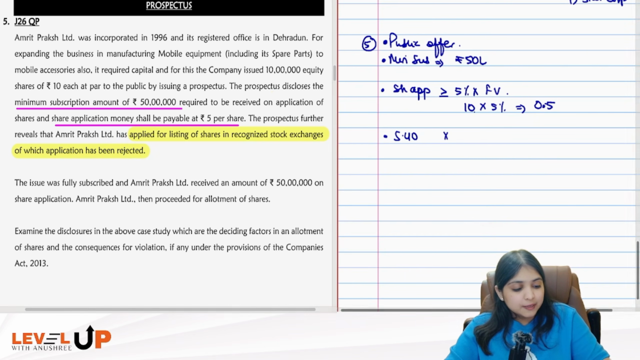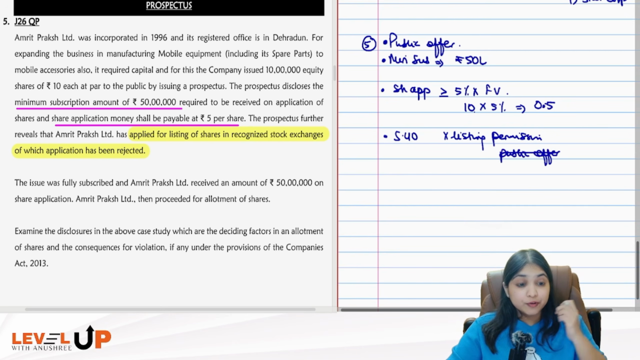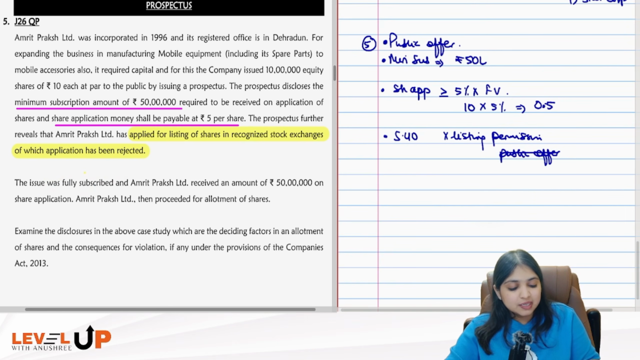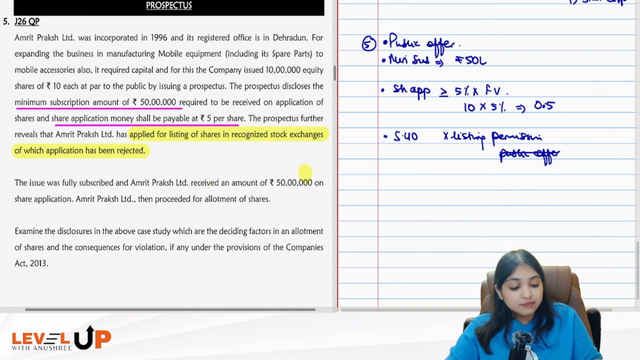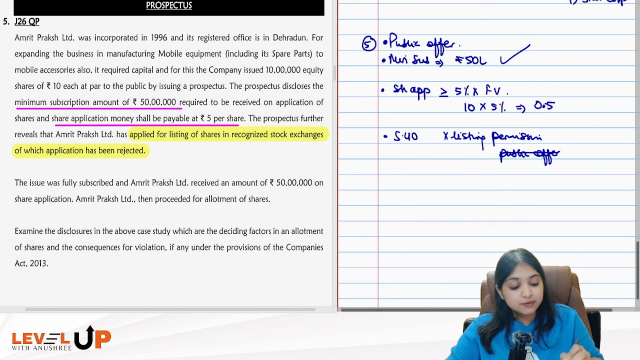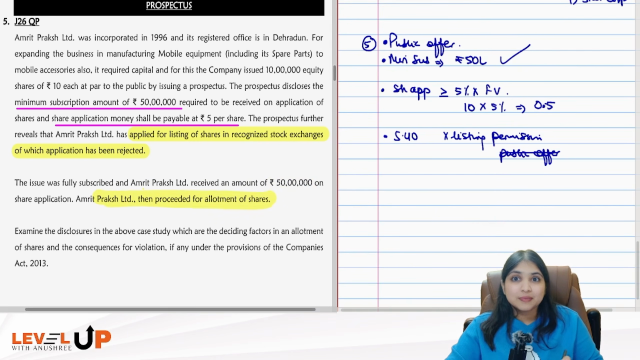So the company did not get listing permission. Because the company did not get listing permission, tell me, can the company proceed with the public offer? The company should not proceed with public offer. However, the question says issue was fully subscribed, which means minimum subscription and all we received. Amrit Prakash received an amount of 50 lakhs on share application. 50 lakhs, guys. The minimum subscription and all we have received. Amrit Prakash proceeded for allotment. Is it okay? It is not okay.